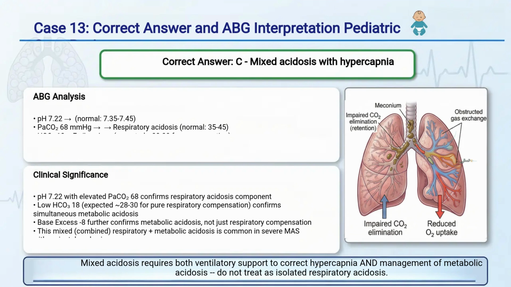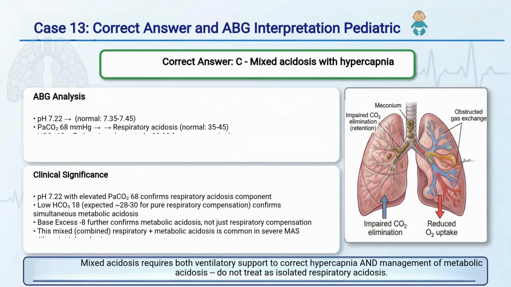Let us interpret this arterial blood gas systematically. The pH of 7.22 indicates acidemia. Normal range is 7.35 to 7.45. The partial pressure of carbon dioxide of 68 millimeters of mercury indicates hypercapnia, confirming respiratory acidosis. Normal range is 35 to 45.